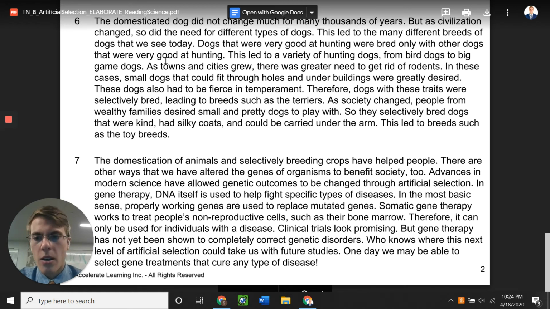Somatic gene therapy works to treat people's non-reproductive cells, such as their bone marrow. Therefore, it can only be used for individuals with a disease. Clinical trials look promising, but gene therapy has not yet been shown to completely correct genetic disorders. Who knows where this next level of artificial selection could take us with future studies? One day we may be able to select gene treatments that cure any type of disease, which would be really, really exciting.